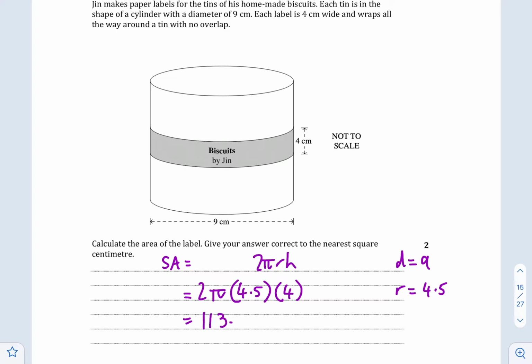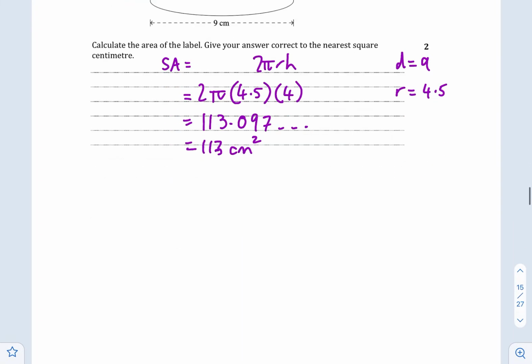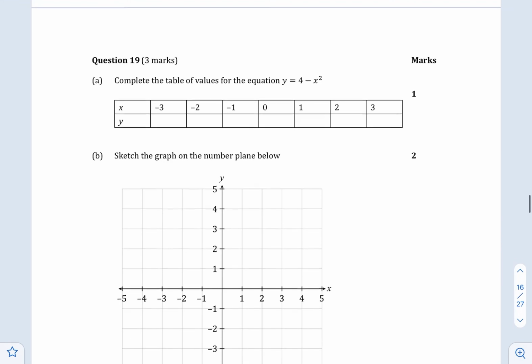I get 113.097, and so on. To the nearest square centimetre, it's 113 centimetres squared.